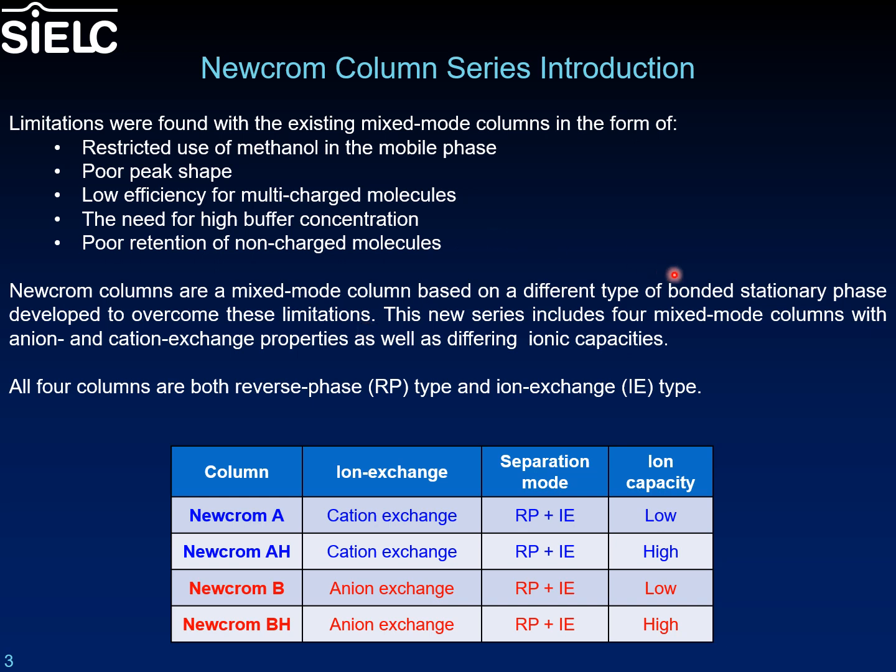This new series includes 4 new mixed mode columns with both anion and cation exchange properties, as well as differing ion capacities. All 4 columns are both reverse phase and ion exchange type columns. And you can see below here, the Newcrom A and AH columns are both the cation exchange columns with different degrees of ion capacity, and the Newcrom B and BH columns are the anion exchange columns that have different degrees of ion capacity.